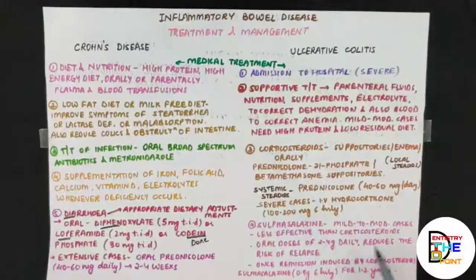Now this is used in mild to moderate cases and it is less effective than corticosteroids, but it is given in oral doses of 2 to 4 grams daily, and it reduces the risk of relapse. Okay. Once the remissions are induced by corticosteroids, that is the disease is in its low form now, then the patients can be maintained on oral doses of sulfasalazine 0.5 grams 6 hourly for 1 to 2 years.